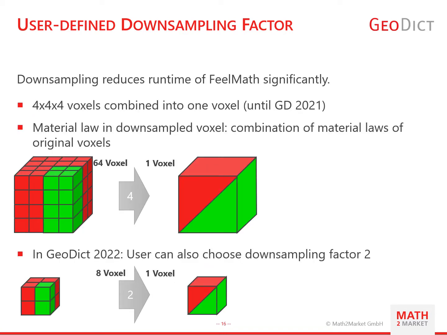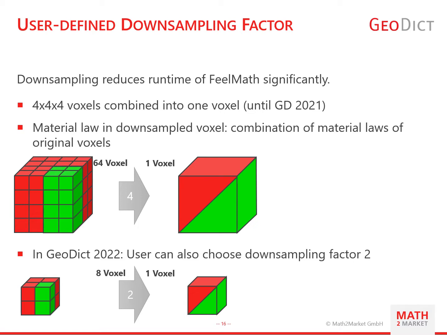But what is downsampling and how does it work? Downsampling means that 4 by 4 by 4 voxels are combined into a single voxel. This reduces the number of voxels and thereby runtime and memory consumption significantly. In GeoDict 2022, one can also choose a downsampling factor of 2. That means that 2 by 2 by 2 voxels are combined into 1 voxel.